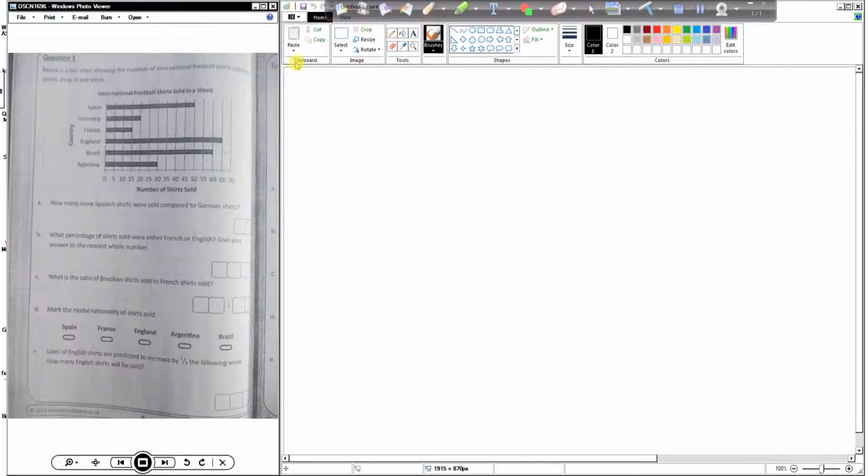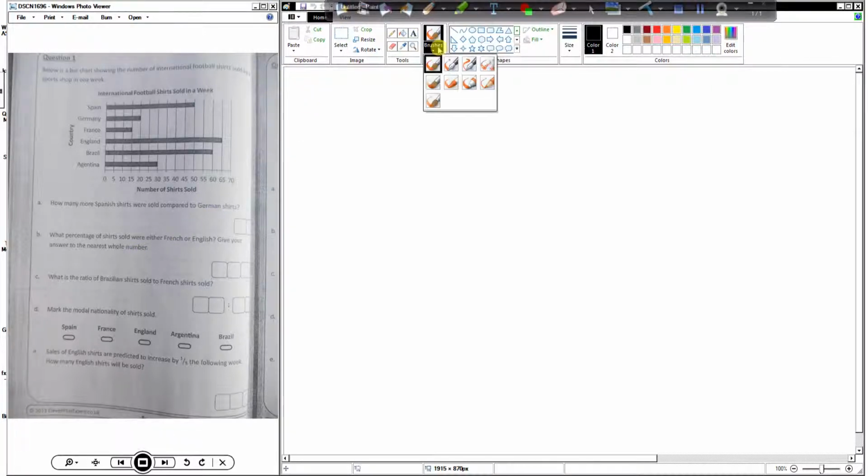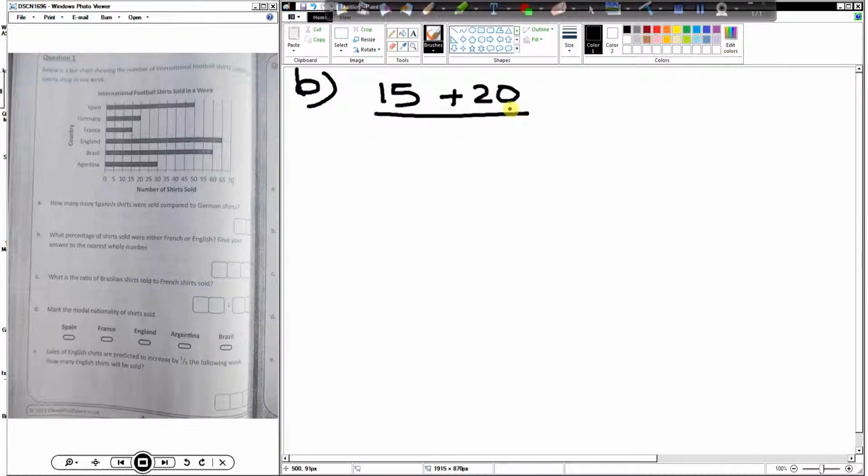So we're looking for percentages. Now, French or English? French we have is how many shirts? 15. And how many are German? 20. And what percentage of shirts sold with that? So that's the percentage that we're looking for. We've got to work out the total. What was the total number of shirts being sold?